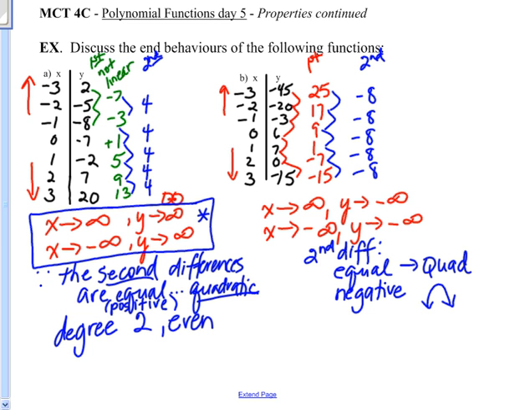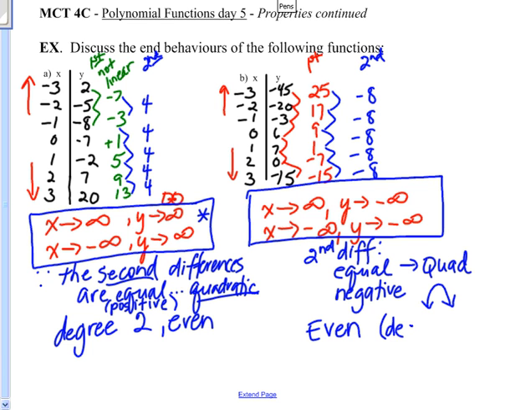The end behavior follows. We have an even function because it has degree 2, a quadratic, negative quadratic function. And the end behavior should follow what we saw in our observations yesterday.